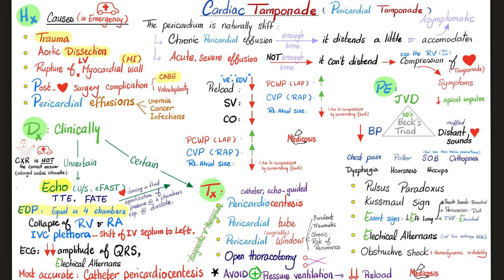What will I see on echo? Collapse of the right ventricle and the right atrium, plethora of the inferior vena cava, because we could not push that blood towards the right side of the heart because of all the tamponade, and we see shift of the interventricular septum towards the left side.